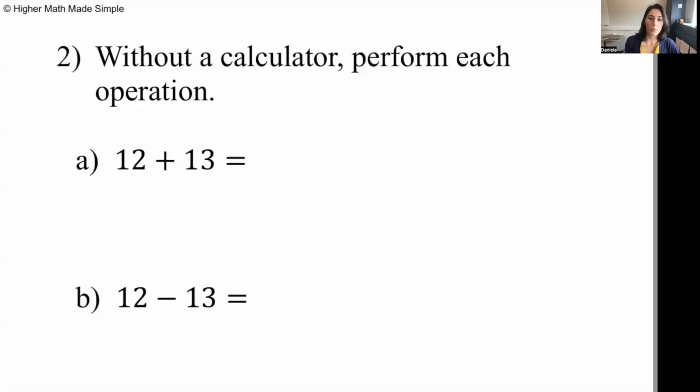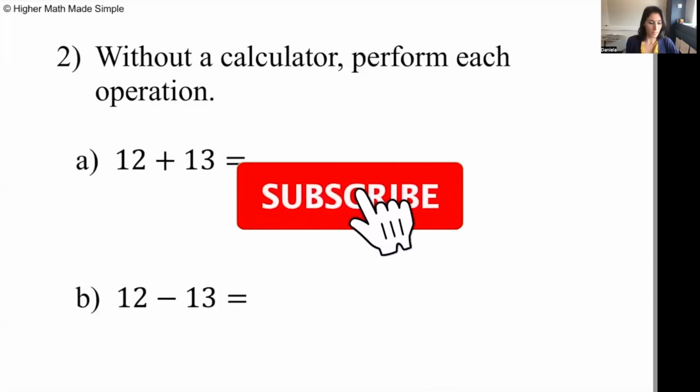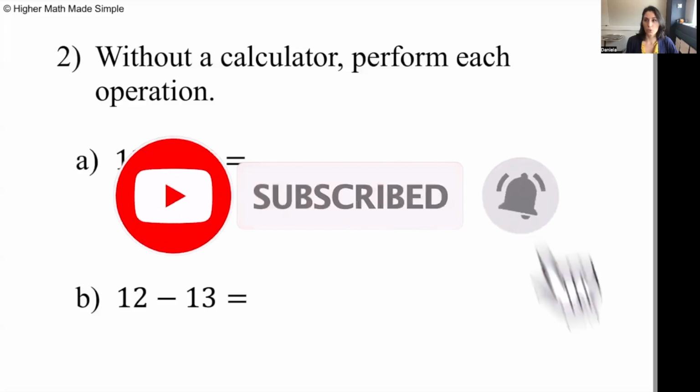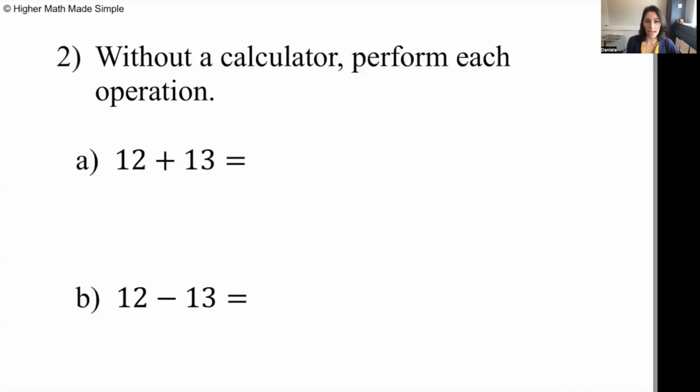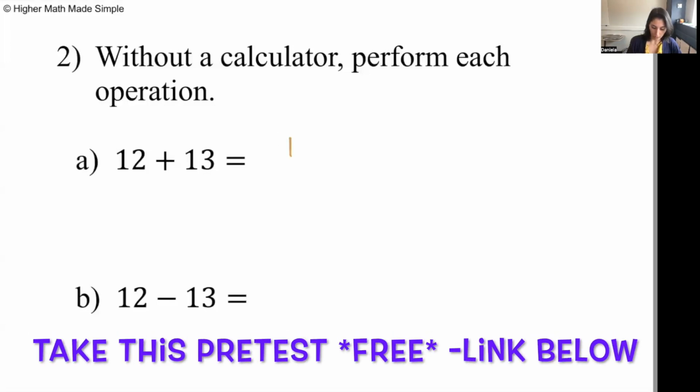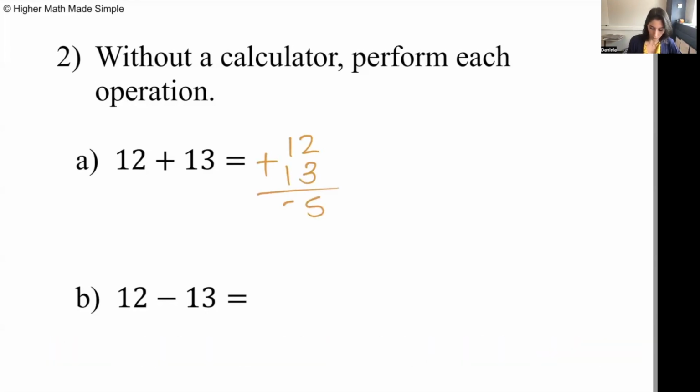So number 2 is all about adding, subtracting integers and decimals, as well as using order of operations. So part A, both numbers are positive, so that is going to produce another positive answer. And so when we add them together, if we stack them up in no particular order, because we're adding, 2 plus 3 is 5, and then 1 plus 1 is 2. So that answer is 25.